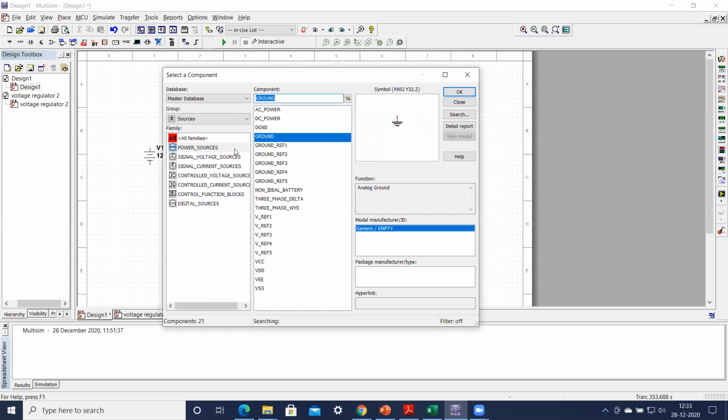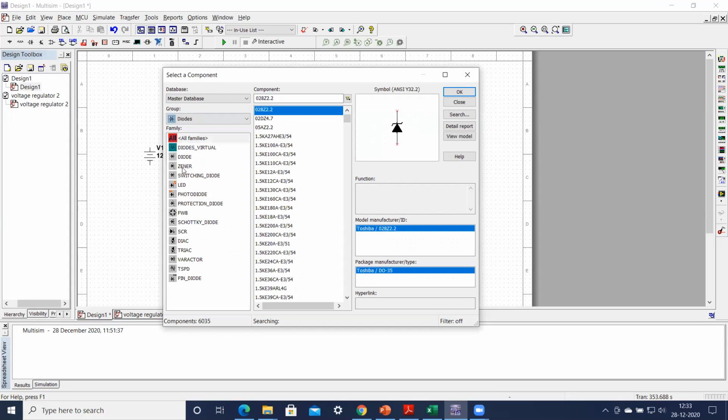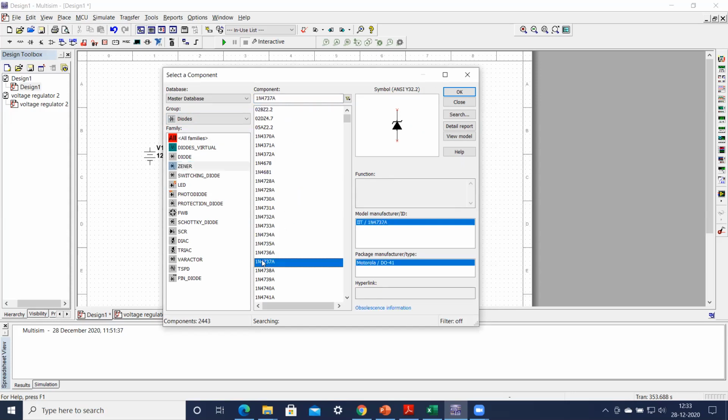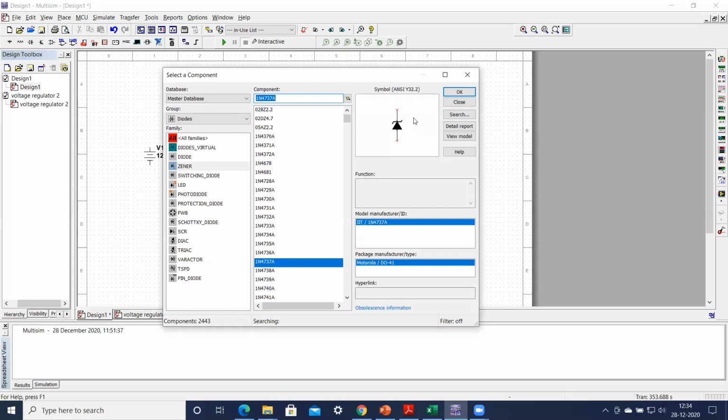Now we have to take a particular Zener diode. So just go to the diodes, and here you can find the Zener diode. To conduct this particular experiment, I am going to choose a diode whose number is 1N4737A. I have already seen its data sheet, so you can also look at the data sheet. Its Zener breakdown voltage is around 7.45 volts, and its power rating is around 1.3 watt. So we can take this particular Zener diode.